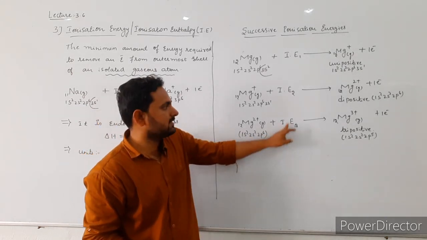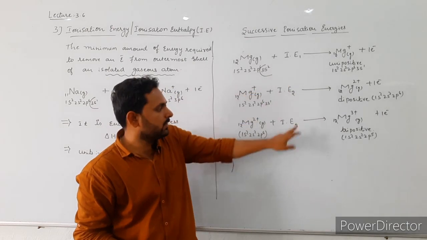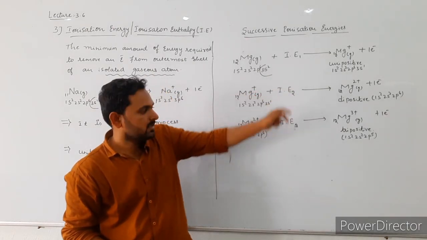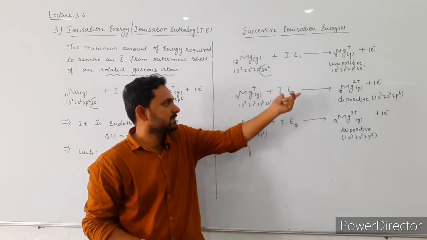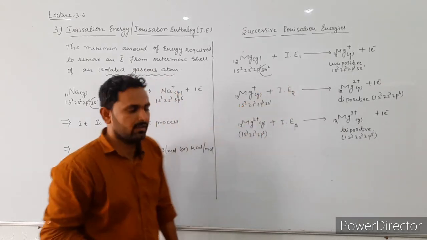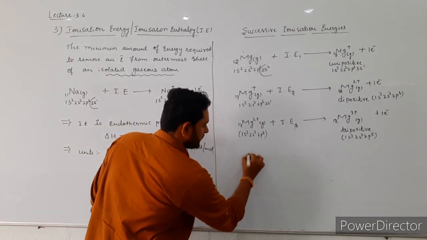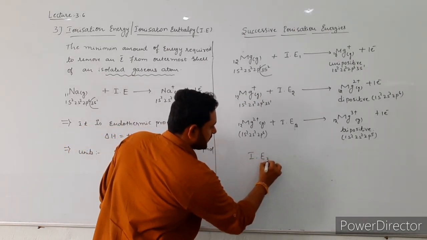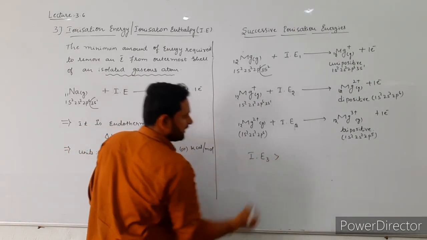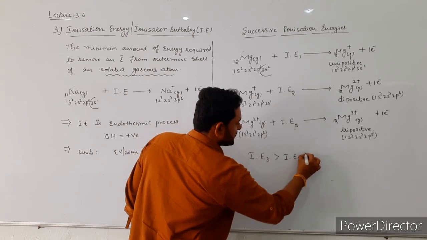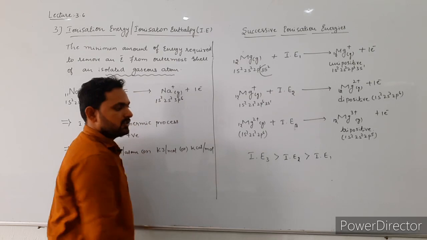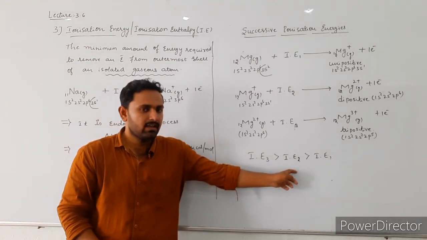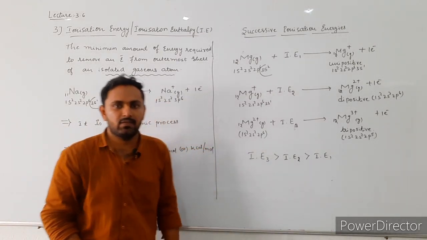Now you compare these three ionization energies. The third ionization energy is greater than the second ionization energy, and the second ionization energy is greater than the first ionization energy. The third ionization energy is always greater than the second, and the second is always greater than the first. Why is the third ionization energy greater than the second, and the second greater than the first?